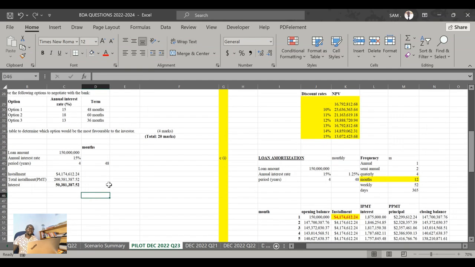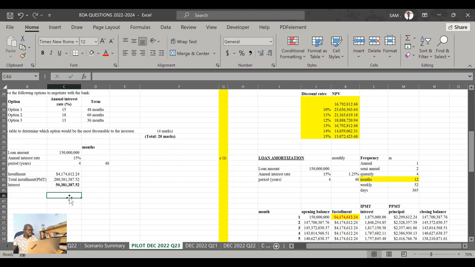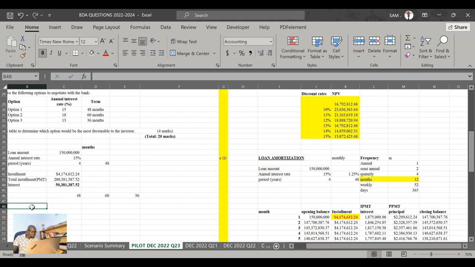So let's bring them. One variable will be along the row and the other variable will be along the column. I want us to bring the loan term as 48 months along the row, then 60 months, then 36 months. Now, option one tells us if you decide to go with option one, you'll repay the loan in 48 months, but the annual interest rate will be 15%. So I will put 15% there.